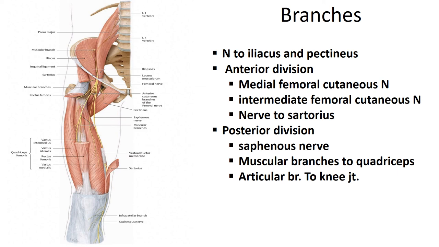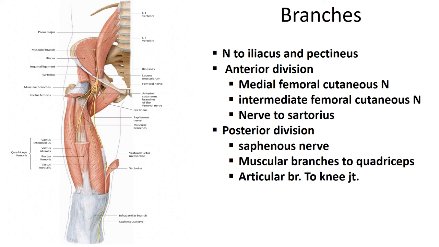As these branches to the quadriceps branch off, this main trunk becomes slender, and this becomes the cutaneous branch, the saphenous nerve. And this saphenous nerve leaves the femoral triangle at its apex, and in the subsartorial canal it passes across the front of the femoral artery.